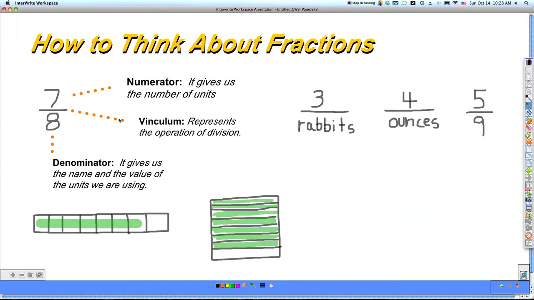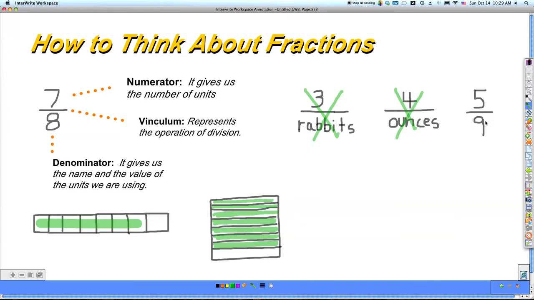And then this line in between the two numbers, it actually has a name. It's called the vinculum, and it represents the operation of division. When I divide by 8, I make eighths. Now that doesn't work so much with the rabbits and the ounces. So we're not dividing by rabbits and dividing by ounces. So that's why these are not really true fractions. But when I talk about 5 ninths, I make ninths by dividing by 9, dividing the wholes into 9 pieces.